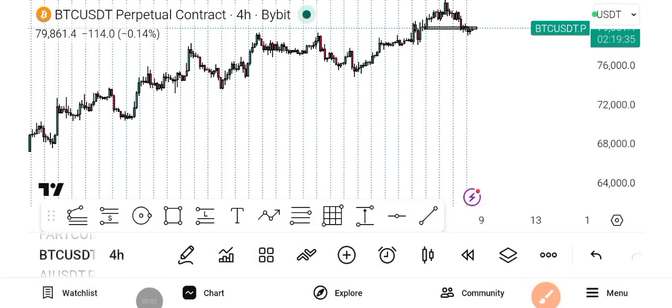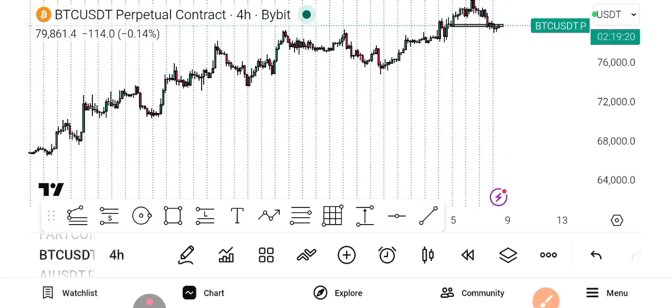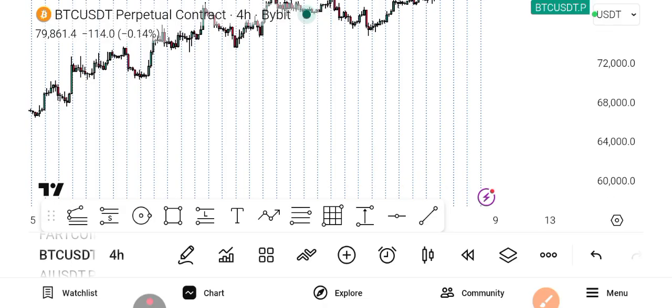Today, let's take a look at pin bar candlesticks. We have two types: the bullish pin bar, and we also have the what? The bearish pin bar. Now, the bullish pin bar is also called the hammer. Because why? Because it looks like a hammer, and we all know what a hammer looks like.